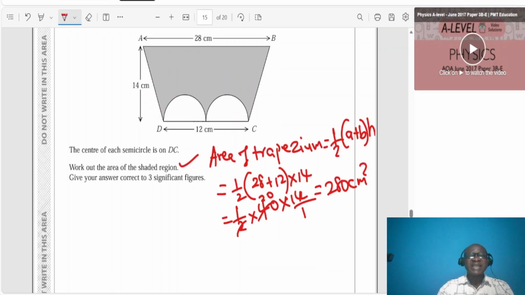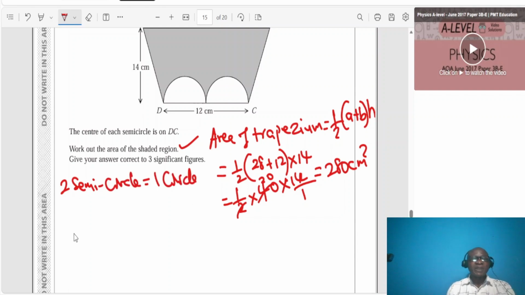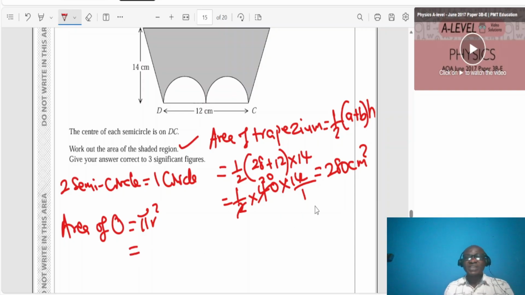But if you look inside that trapezium, they cut out 2 semicircles. And that 2 semicircles is equal to what? 1 full circle. Am I correct? Yeah. So I will simply find the area of a circle. Area of a circle, which is pi r squared. So once I find the area of a circle, I will subtract it from the area of the trapezium. That will give me exactly the area of the shaded part.